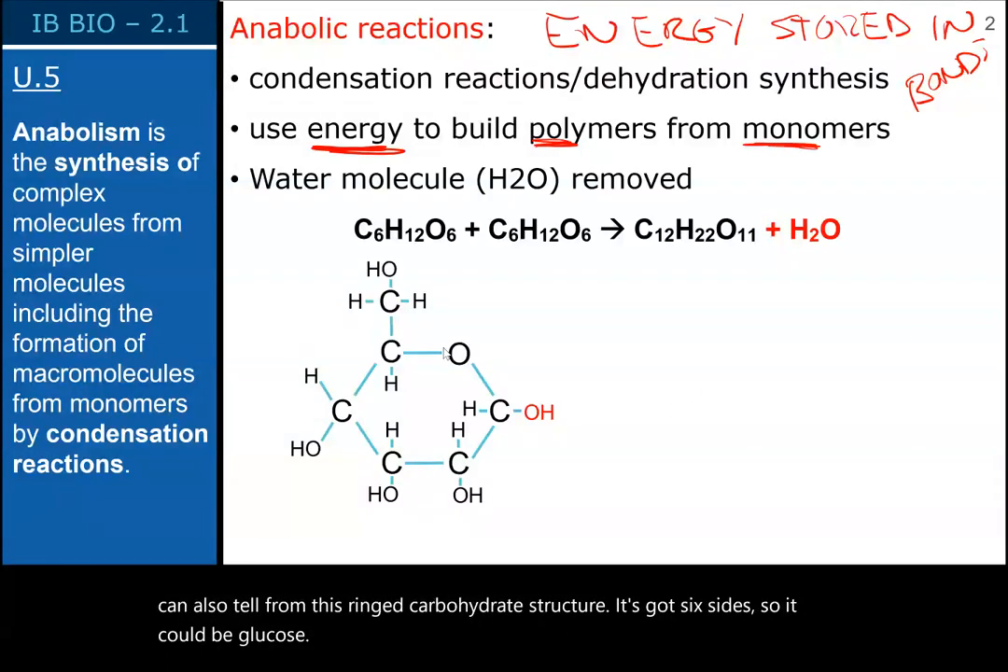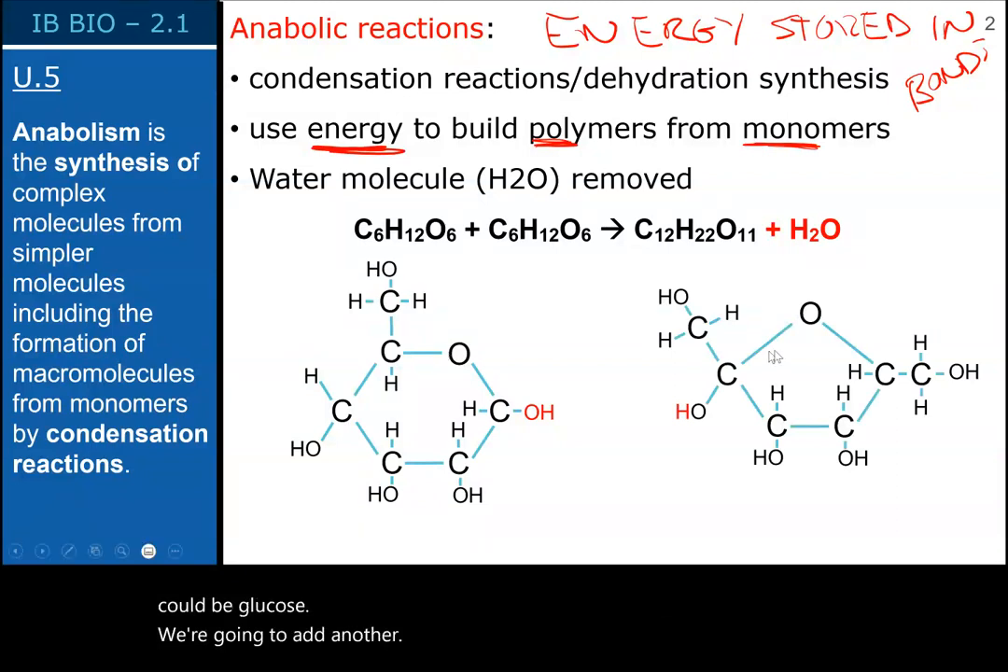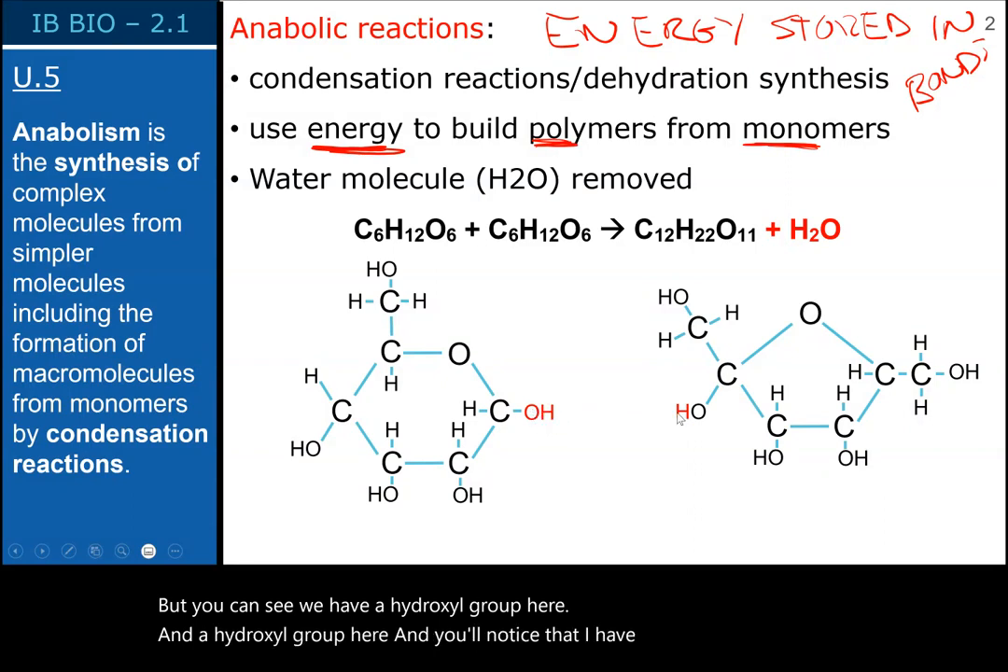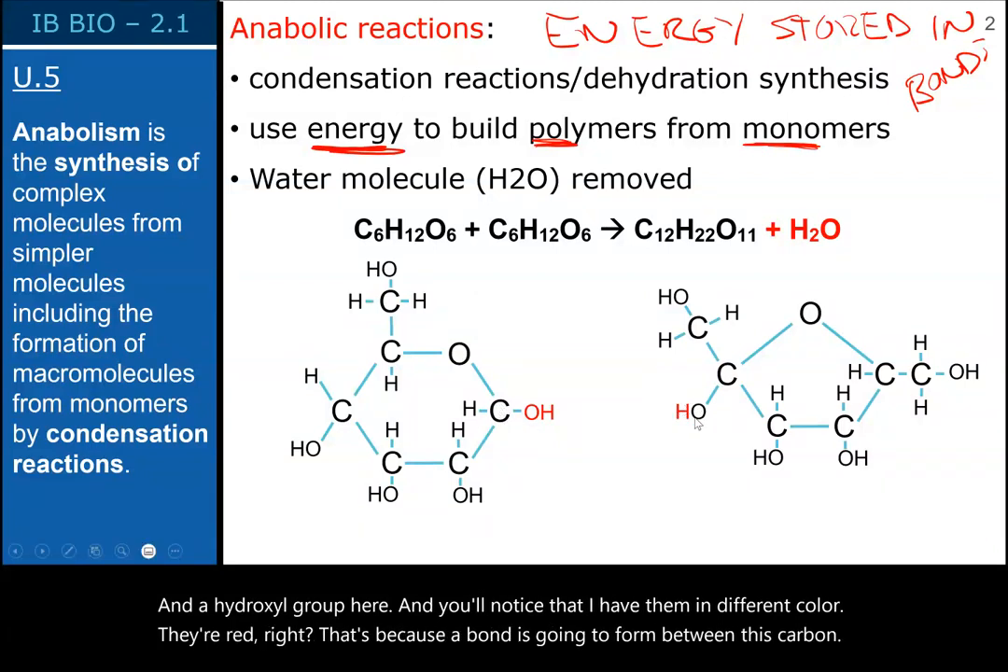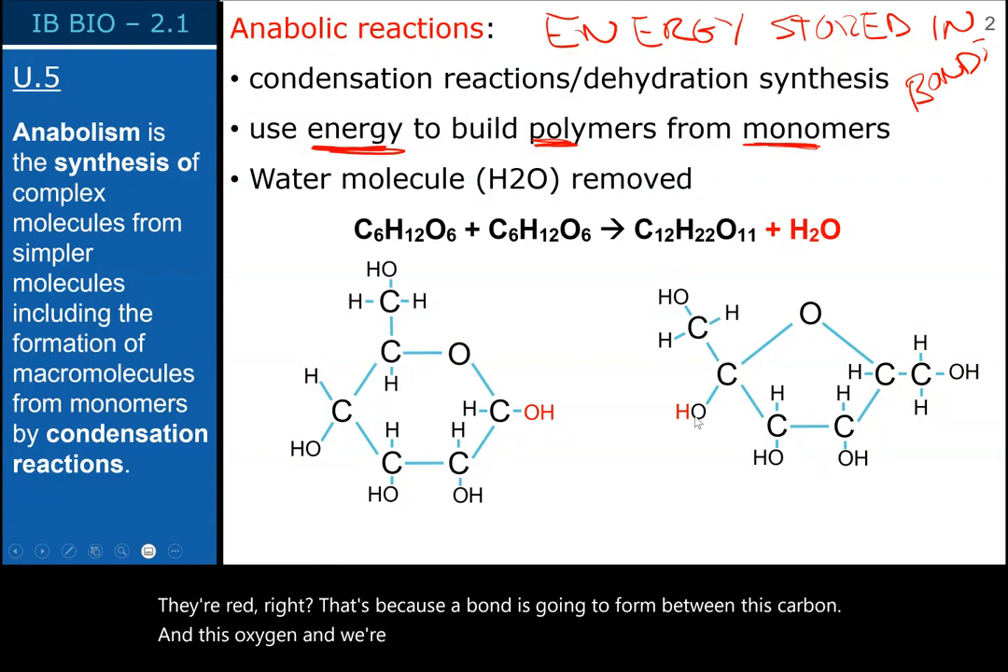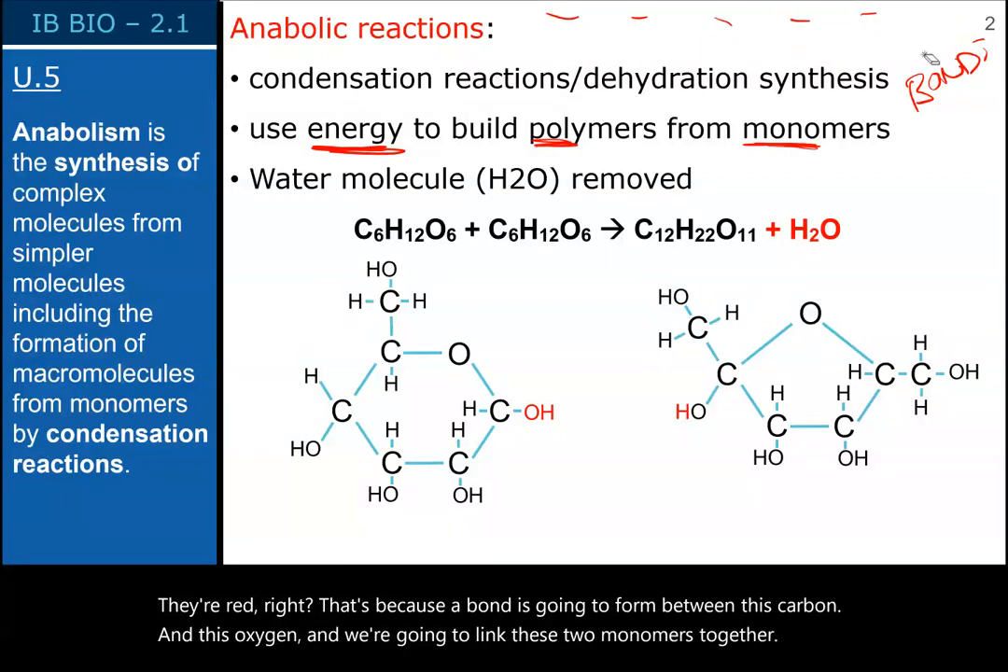We're going to add another. Oh, this one's got 5 sides. So it's not glucose. Maybe it's ribose. Not sure. It could be fructose. But you can see we have a hydroxyl group here and a hydroxyl group here. And you'll notice that I have them a different color. They're red, right? That's because a bond is going to form between this carbon and this oxygen. And we're going to link these two monomers together. So let's see that happen.